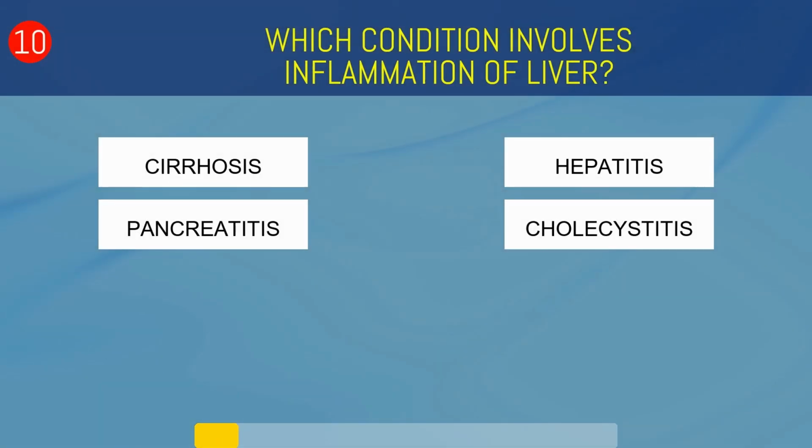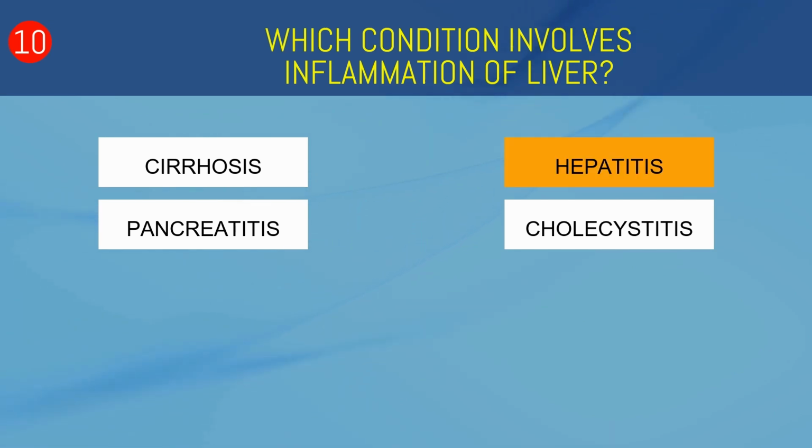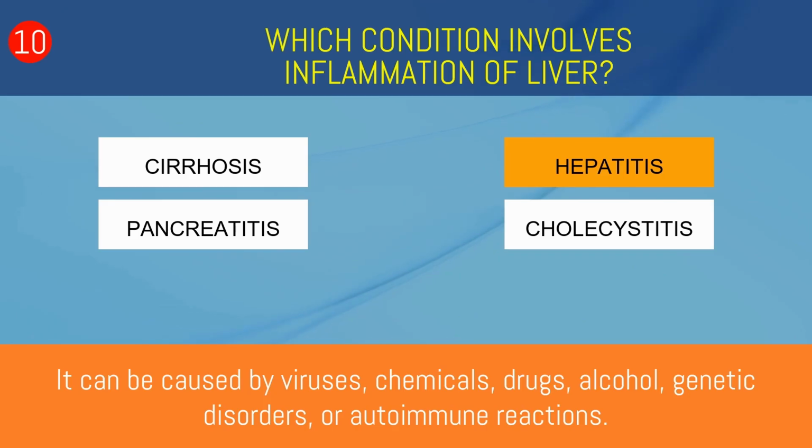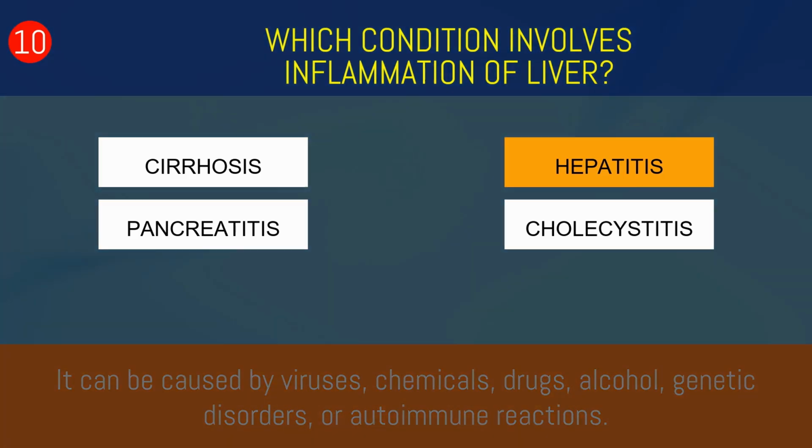Which condition involves inflammation of the liver? Cirrhosis, pancreatitis, hepatitis, or cholecystitis? Hepatitis. It can be caused by viruses, chemicals, drugs, alcohol, genetic disorders, or autoimmune reactions.